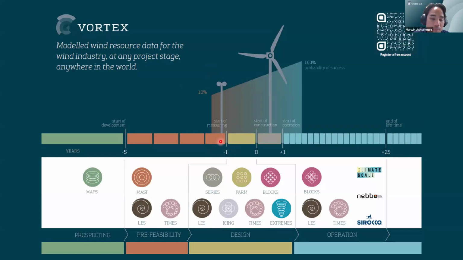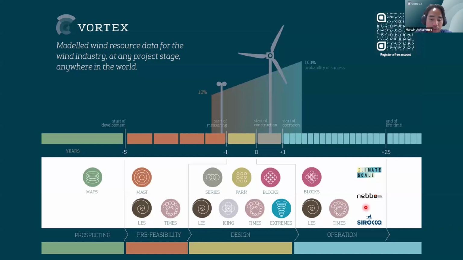Then after that, you enter the design phase where you need high resolution data, whether it is area mapping or WRG files, to be input into your software to run the EYA, and we have the solution for that. Further on that, we also have information regarding extremes, where we can compute very high resolution, 10-minute time series at the extreme event days, and then you can use it for foundation design, for fatigue loads, and so on.